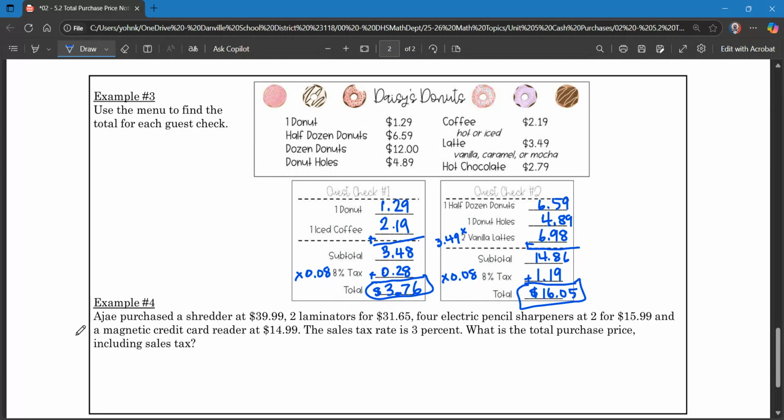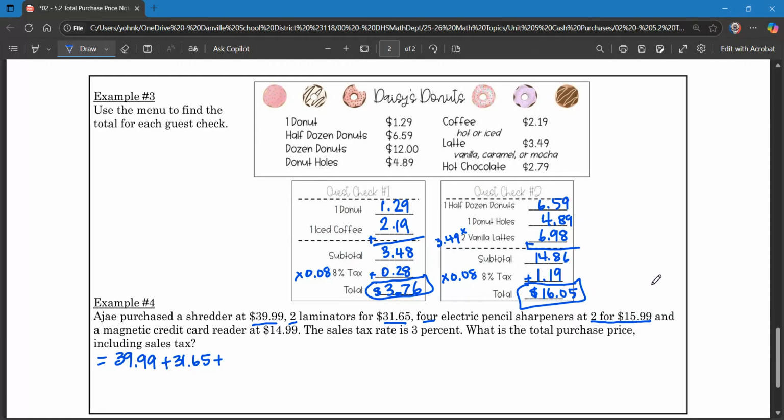All right, last example, example number 4. AJ purchased a shredder for $39.99. 2 laminators for $31.65. Ooh, don't have to multiply. Notice it doesn't say each. We also have 4 electric pencil sharpeners, and you get 2 for $15.99.